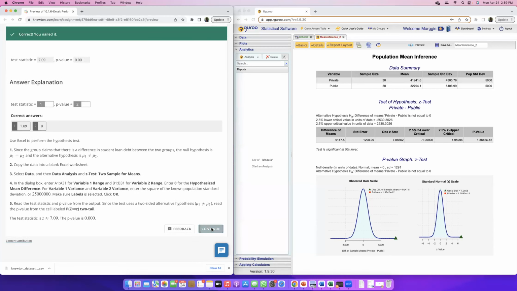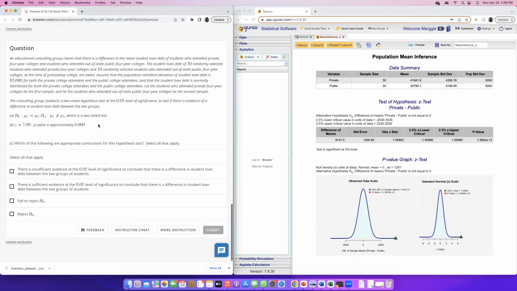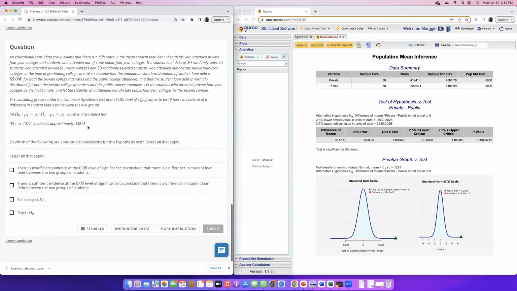All right, so once we do that, we need to use that information to write a conclusion. So what is the conclusion with a p-value of about 0? When we compare that p-value of 0 with a 0.05 level of significance, our p-value is less, meaning that we have the evidence to reject the null hypothesis, all right? So we reject the null hypothesis, and we always say there is sufficient evidence at the 0.05 level of significance to conclude that there is a difference in student loan debt between the 2 groups.